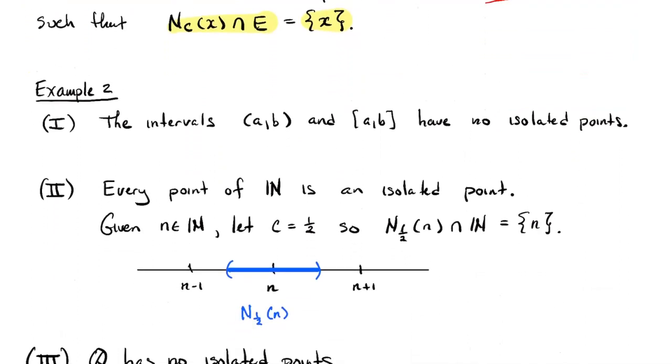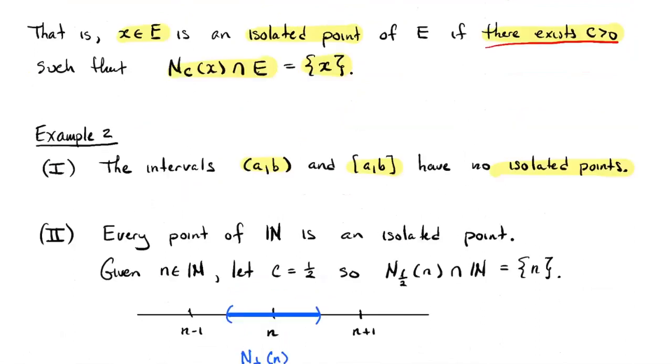So let's look at some examples. The open interval and the closed interval between two real numbers a and b don't have any isolated points. If you pick any element of those intervals, you can't take an epsilon neighborhood small enough to intersect those intervals in only one point. It'll always have more than one point in it. I'll leave it to you. Draw a picture and write it out with some inequalities. Just use the order properties of R.